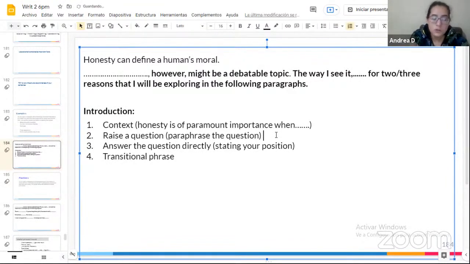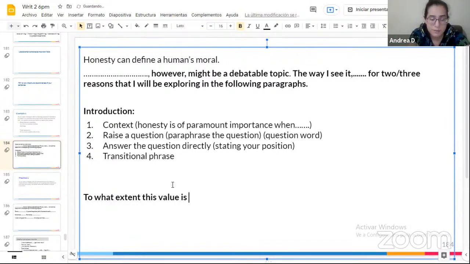So you need to use a question word here. Even though you're paraphrasing the question, it's not going to be a question itself. So you don't have to have a question mark. It doesn't have to have an auxiliary or anything. It's a sentence that's paraphrasing the question. So I'm going to give you some examples. For example, you could say, to what extent, I don't know, this value is important or is significant maybe. However, might be a debatable topic.